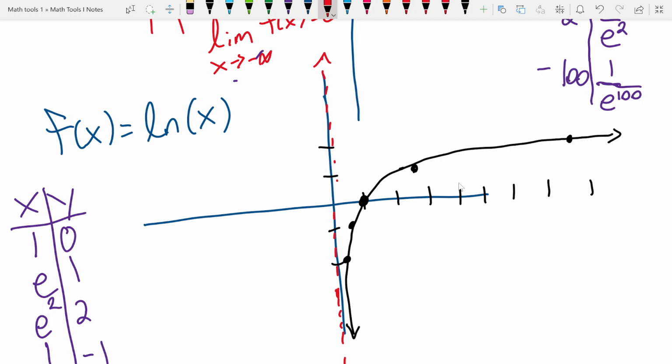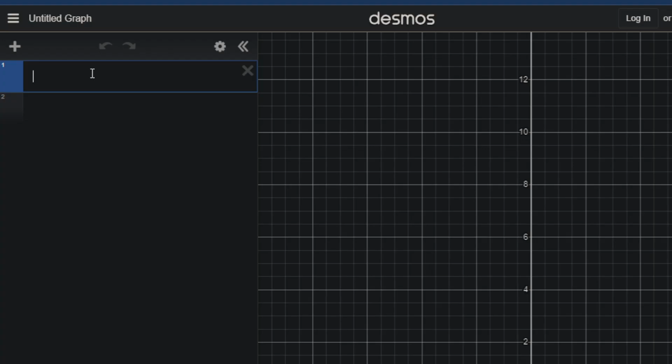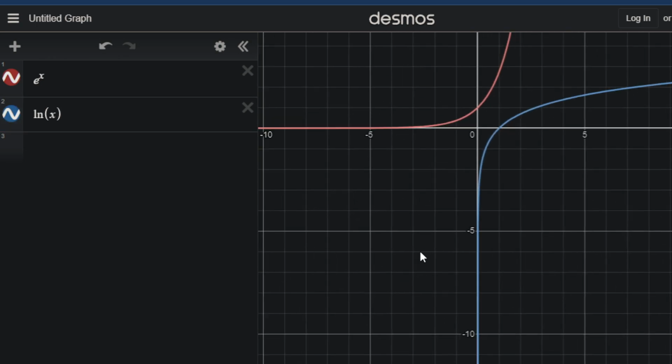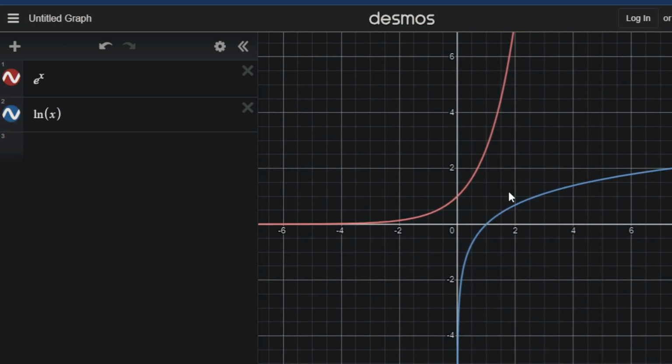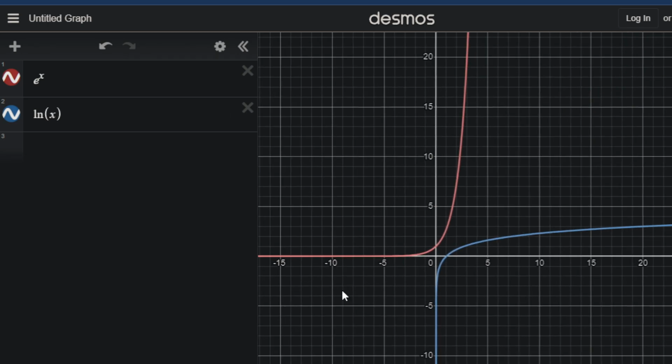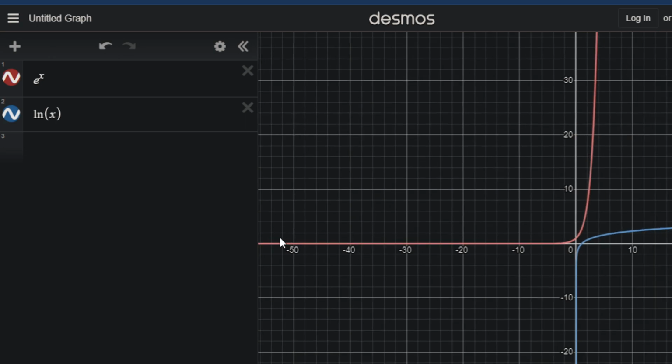It just does it very, very slowly. So let's go ahead and look at these on a better graph, on a graphing calculator. Okay, so I'm going to put in e to the x here, and then natural log of x here, and zoom out here. So the red line here is e to the x, the blue line is natural log of x. So if we zoom out, you can see what we're talking about with the horizontal asymptote here.